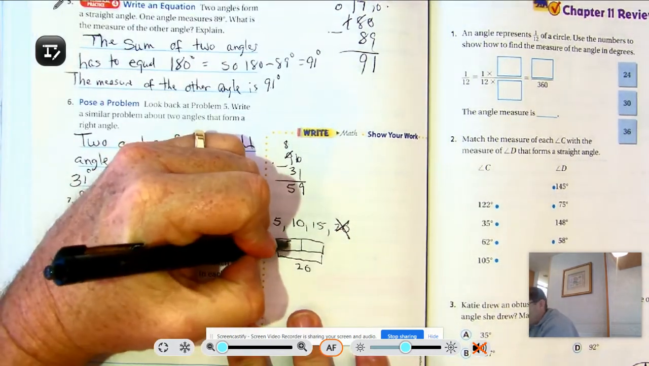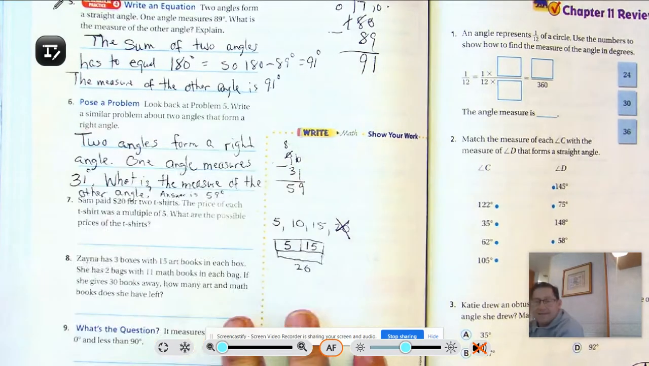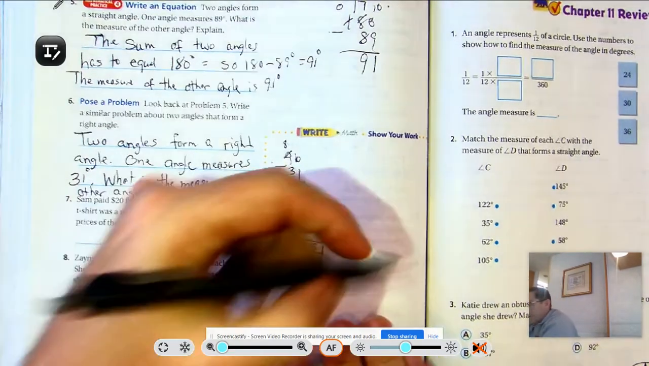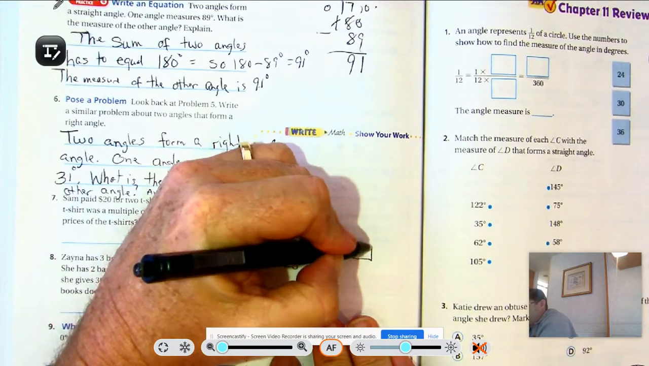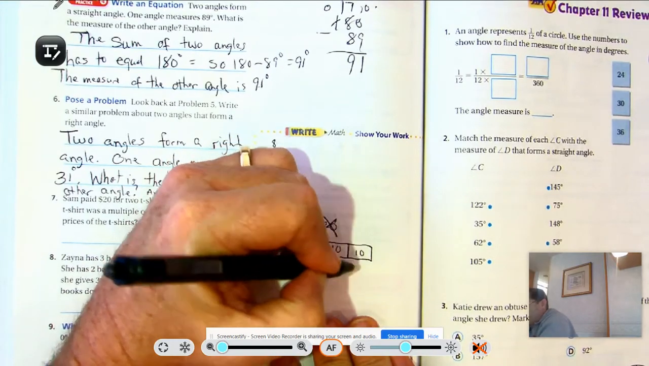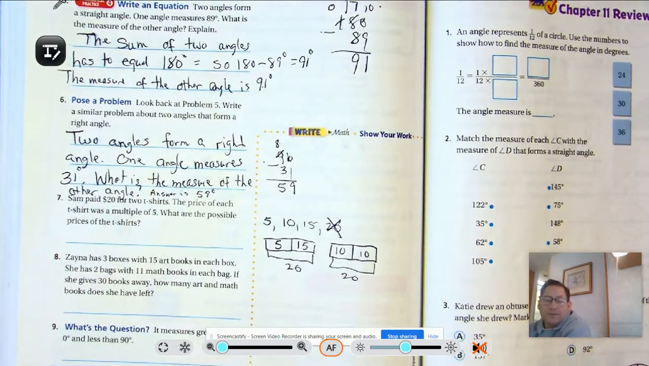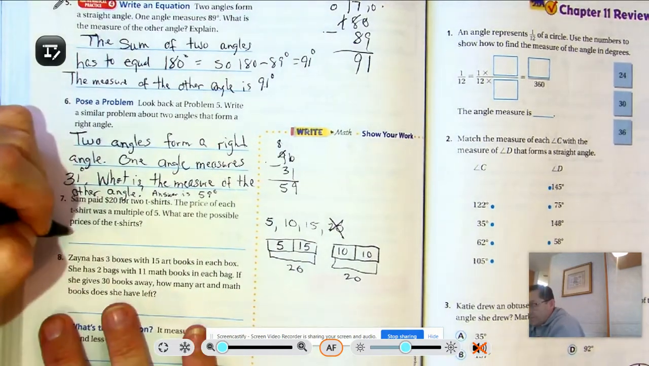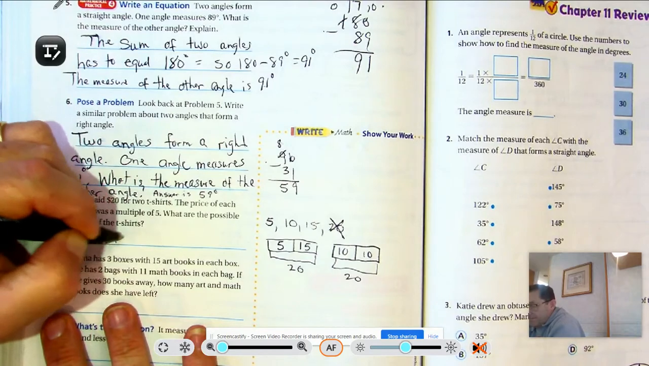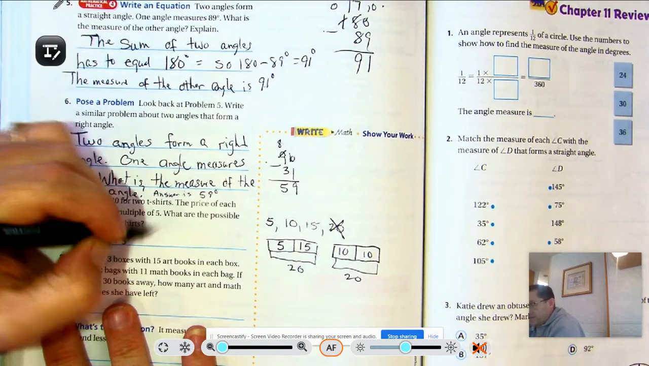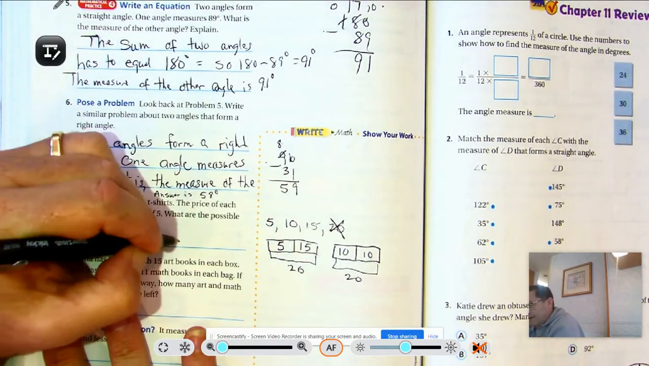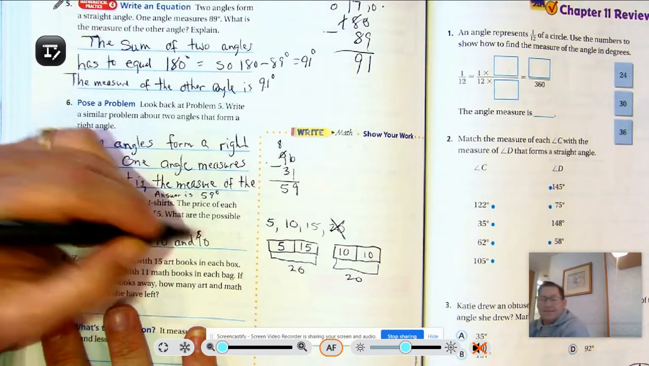So it has to be some combination of 5, 10, and 15. Well, if 1 shirt costs 5 and the other costs 15, that would be 20. What if we had each shirt cost $10? That would be 20. So $5 and $15 or $10 and $10.